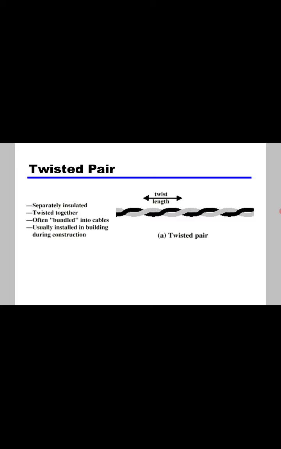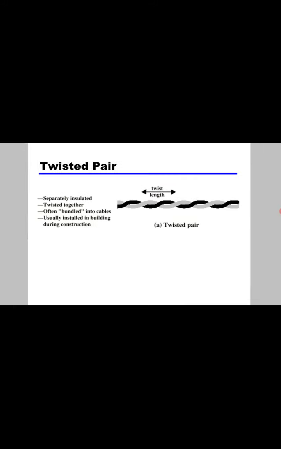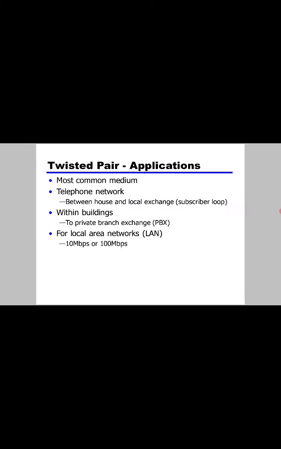So these are the cables which are insulated with insulating material, and these two cables are twisted together to transmit data or information. That bundle of twisted pair is called cables, ordinary cables. So, twisted pair applications. Where are twisted cable pairs used, what are their applications? It is the most common and cheapest medium used.